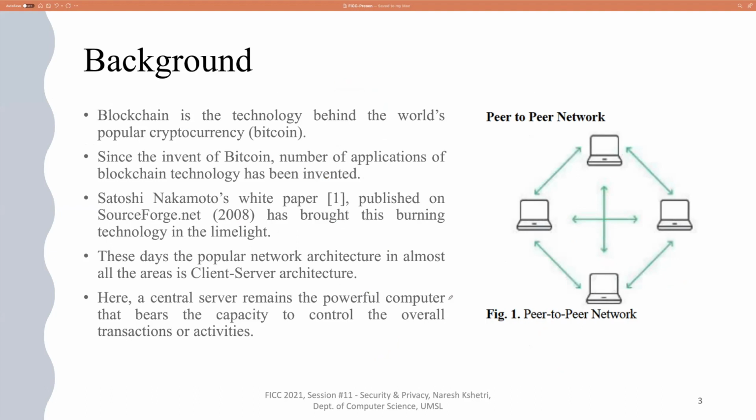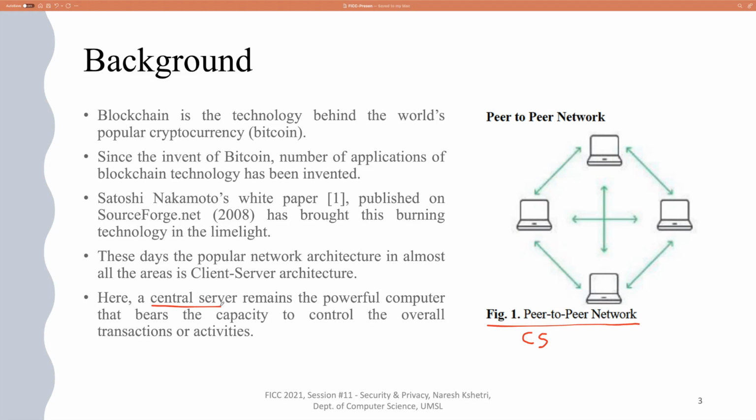Before going towards the background, it all starts from the white paper of Nakamoto, as you all know. These days, the popular network architecture in all areas is the client-server architecture, not the peer-to-peer. We normally say the client-server architecture, or CS architecture, where there is a central server that remains as a central hub, a powerful computer that has the capacity to control the overall transaction. That is, a central server controls all those things.